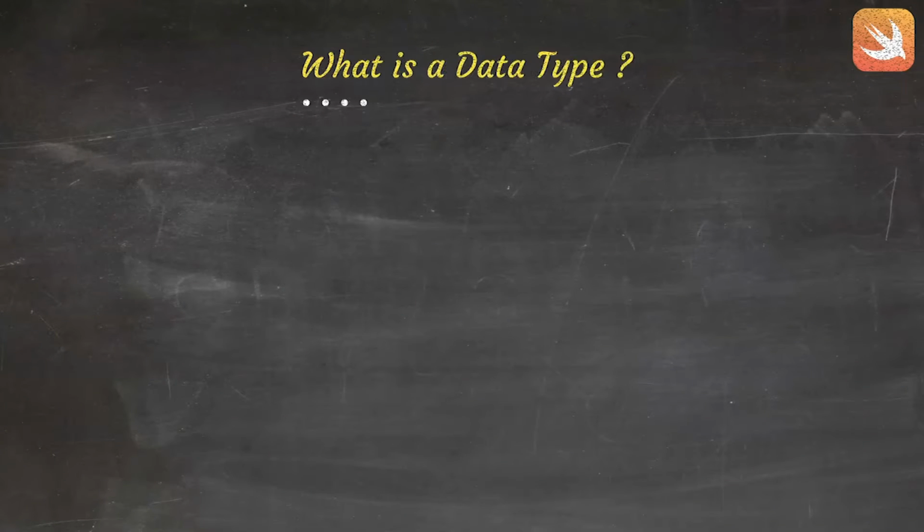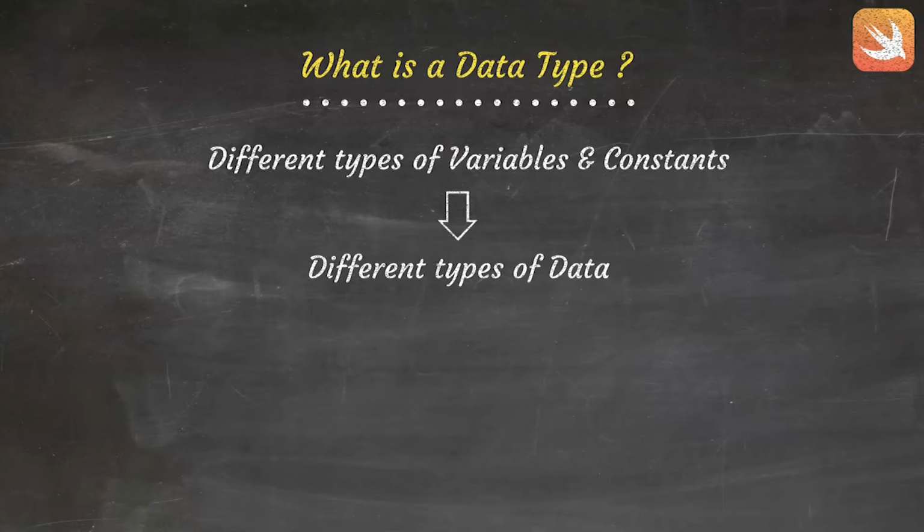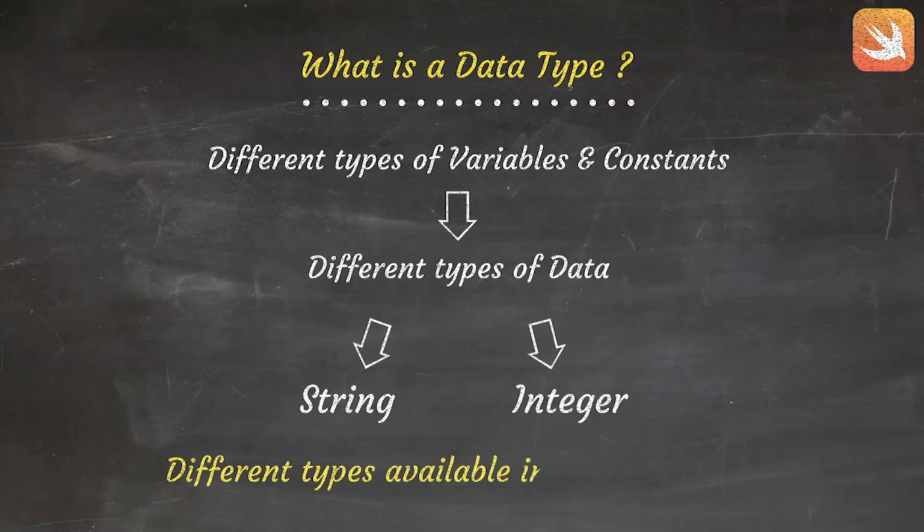Now, what is a data type? While programming in any language, you need different types of variables and constants for the different types of data you want to store. Like for storing a name in a variable or constant, you will use the string data type, and for a whole number, an integer. Hence, there are different data types available in the Swift language, which you can use for your variables and constants, so that those can hold different types of data.